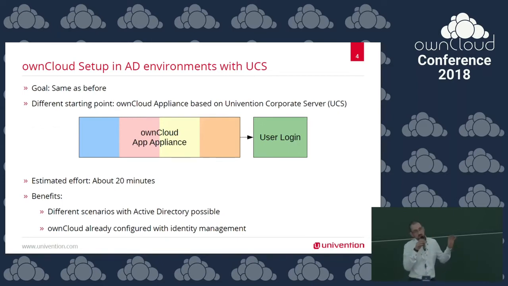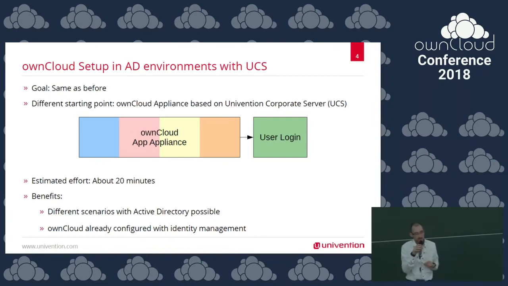Having the same goal but a different starting point is here using the Owncloud Appliance that you can find on owncloud.org or owncloud.com. It's a virtual machine already pre-configured, and it's based on Univention Corporate Server. I will come to what UCS is later. So you have all the steps that involve installation of the operating system, installation of Owncloud, the configuration and the LDAP setup. You have it all in one block, and then the result is the same. Your users can log in. And the estimated effort for this is about 20 minutes.